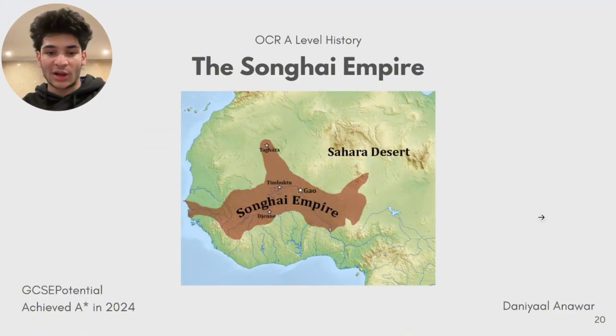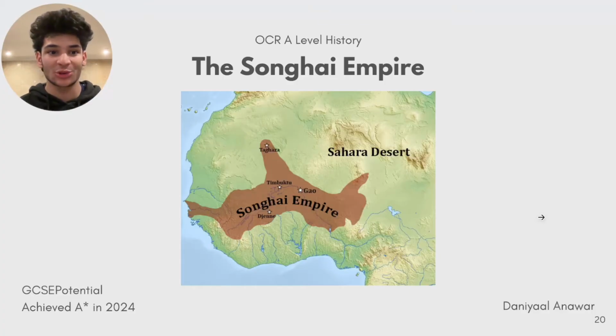So let's begin. The Songhai Empire is obviously in Western Africa. As you can see, there are 4 main cities which have been highlighted: Djenne, Gao, Timbuktu, and Takasa. So Djenne was, I guess, quite an interesting place that we'll touch on in a minute, but there was a lot of warfare which took place there. So that's the reason why it's important.